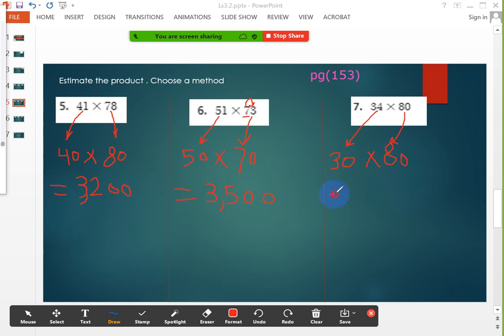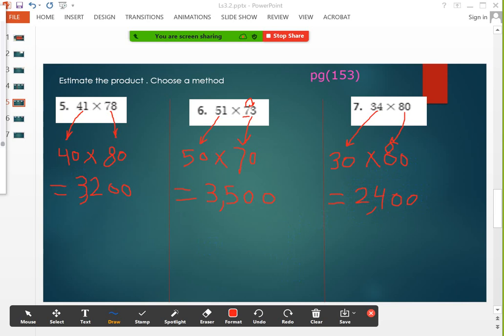Now let's find the product with you, Kenzie. If I want to multiply 30 with 80, I have to multiply 3 with 8. 3 multiply 8 equals what? 24. And I have to put 2 zeros next to the answer, so it will be 2,400. Read the number for me. Thank you, Kenzie.